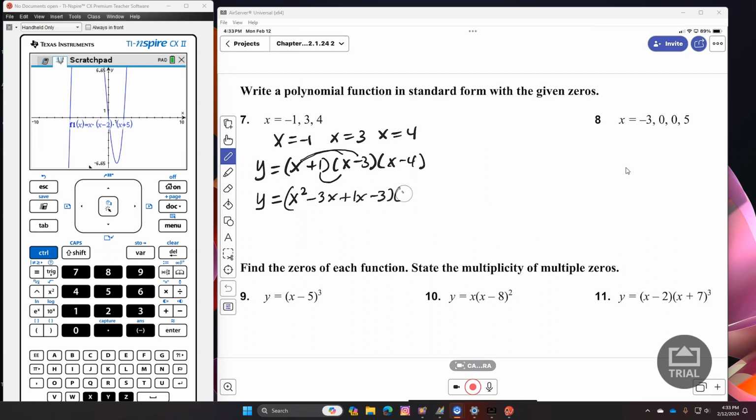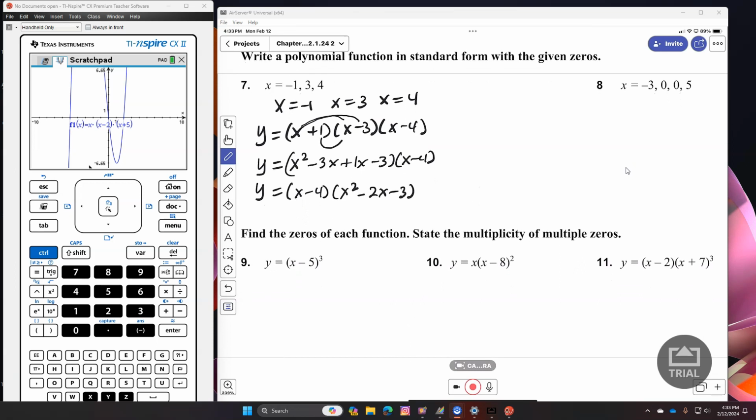And then it's minus 3 times x minus 4. I'm going to go ahead and simplify, and I'm going to move x minus 4 to the beginning. So it's x minus 4 times x squared minus 2x minus 3. Now I'm going to multiply x minus 4 times x squared minus 2x minus 3. So I have x times x squared, x cubed, x times negative 2 is negative 2x squared, x times negative 3 is negative 3x, negative 4 times x squared is negative 4x squared, and negative 4 times negative 2 is positive 8x. And then negative 4 times negative 3 is positive 12.